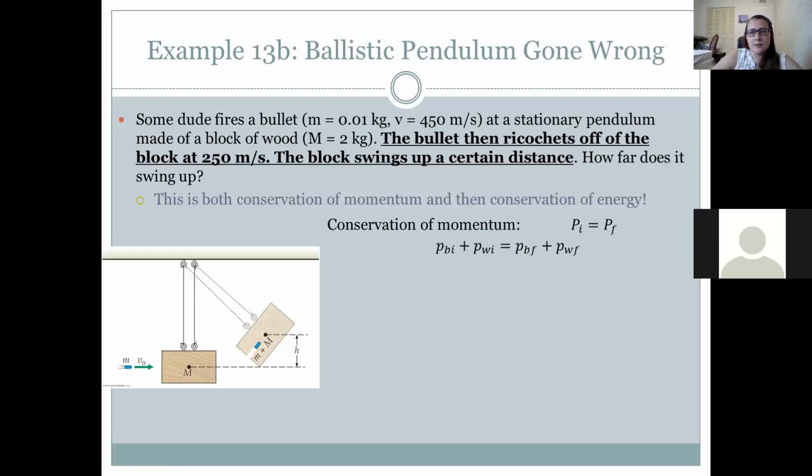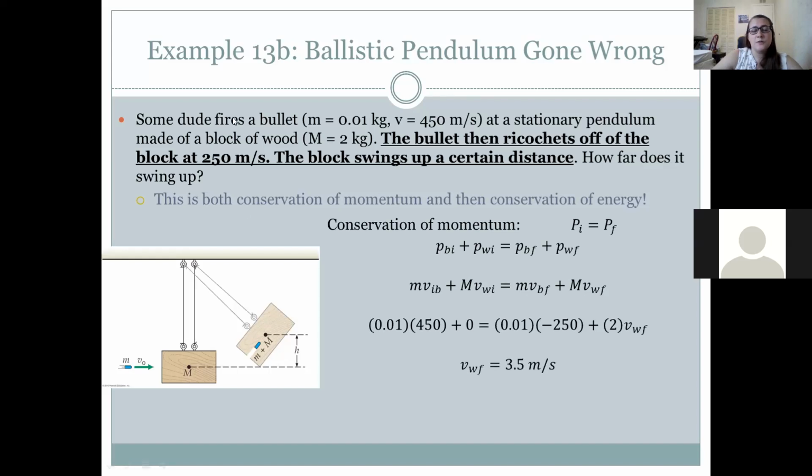We're going to start this problem the same way. Conservation of momentum. So initial momentum equals final momentum. This time our final momentum is two separate objects. The bullet is separate from the block at the end, and it's ricocheting at 250 meters per second. So that means it's bouncing back towards you at 250 meters per second. So that's a negative velocity that we're plugging in there for the final velocity of the bullet. Okay. So we get a final velocity of just the block then to be 3.5 meters per second.